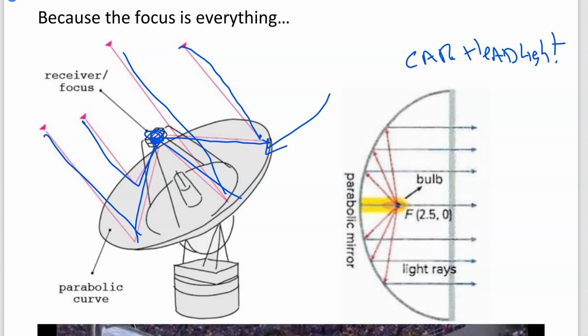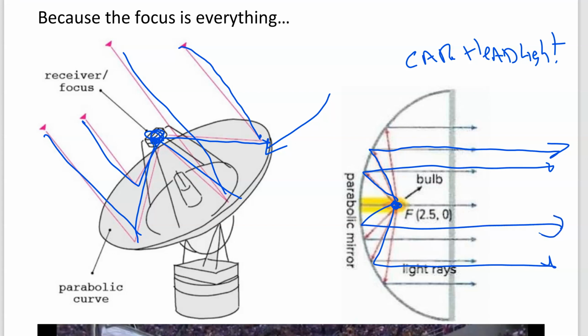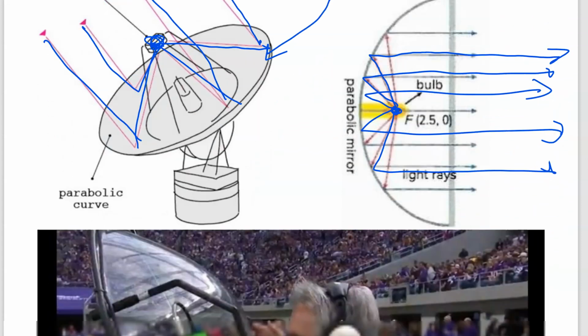We put the light bulb at the focus, and when the light hits the silver arced portion, the parabolic portion of your headlight, it makes all the light go straight out in front of you. And that's really a useful property. We want all the light from our car headlights to go right out in front. Flashlights have this property, all kinds of things.